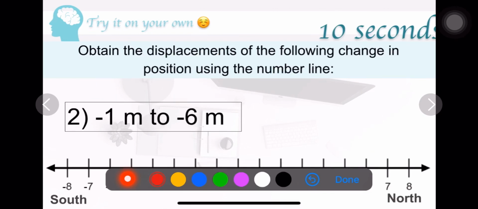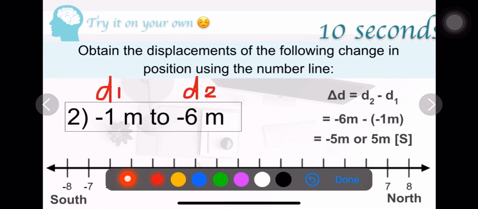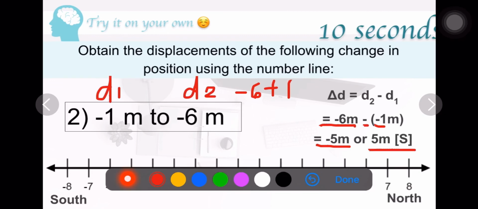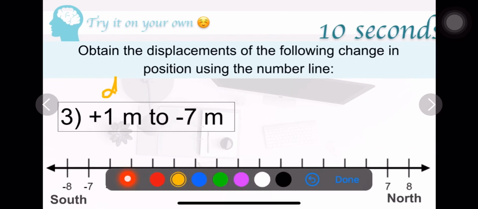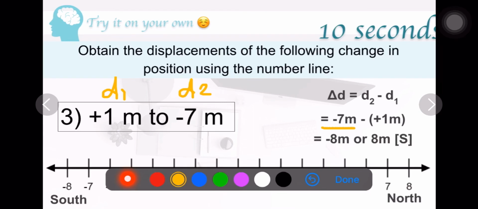We have here D1, the initial point, and D2, the final point. The answer would be negative 6 minus negative 1. This becomes negative 6 plus 1. By the rule of integers, this becomes negative 5 meters, or 5 meters south. Third example: we have here D1, and this is D2. Then you have negative 7 and positive 1. So negative 7 minus 1 becomes negative 8, or 8 meters south.